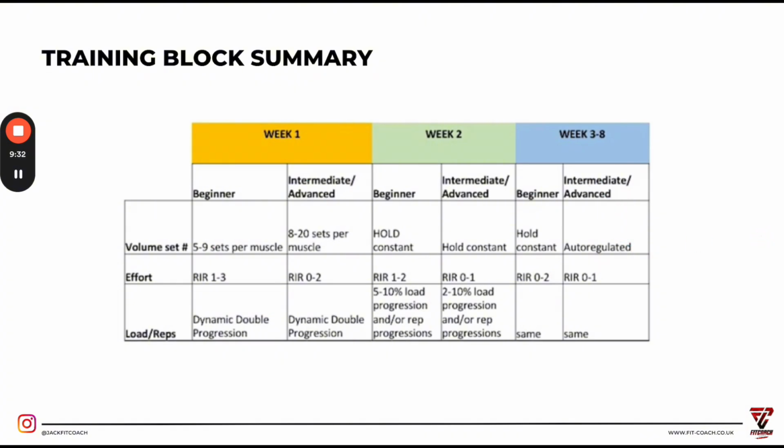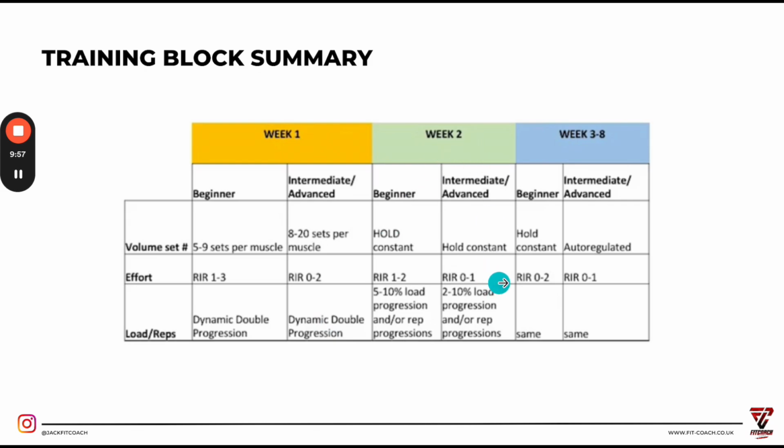Your progression should focus on mastering form and gradually increasing load rather than jumping into the deep end without a float, because you'll drown. So you should use the dynamic double progression model. In contrast, when we look at intermediate or advanced lifters, they want to start off around 8 to 20 sets per muscle group per week, with an RIR of 0 to 2, again still using dynamic double progression.